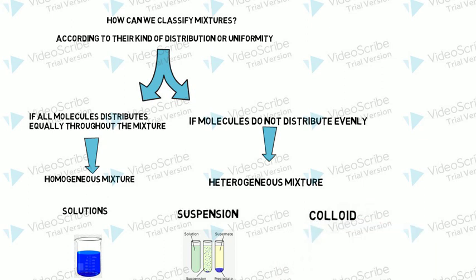What about colloids? The difference between colloids and suspensions is the particle size. In colloids, the particle size is small enough to keep the particles suspended in the colloid, and they never settle down. So that's the difference between colloids and suspensions.